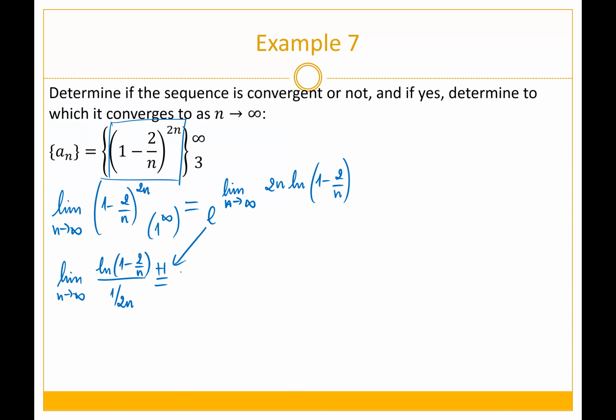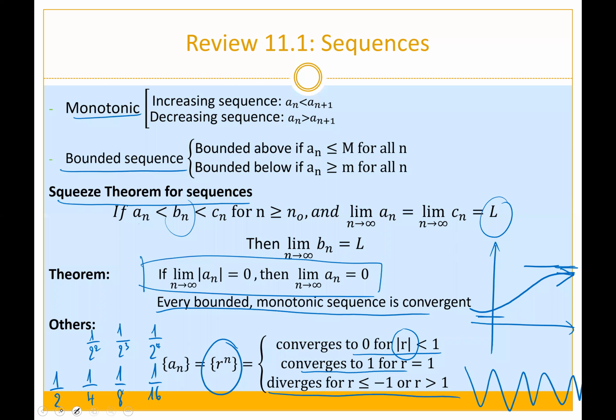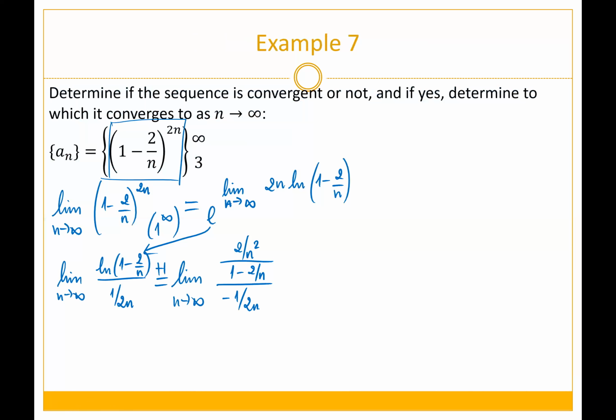So two steps in one. And then I take L'Hopital's rule. Let's see where L'Hopital's rule is taking us. The derivative of ln(1 - 2/n) is (2/n squared) divided by (1 - 2/n). And the denominator is 1/(2n). When you take the derivative of that, it's going to be negative 1/(2n squared).